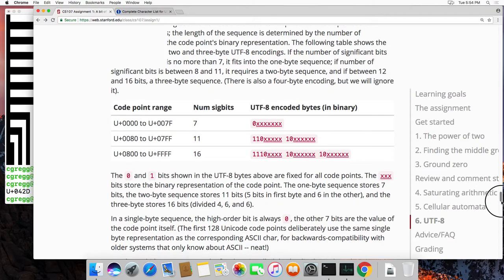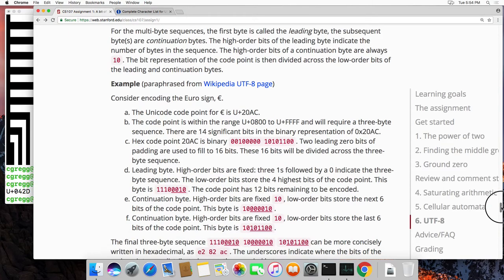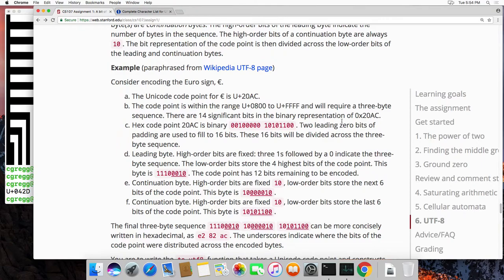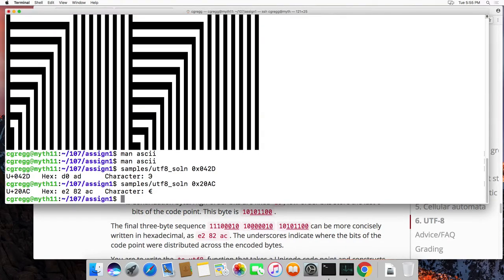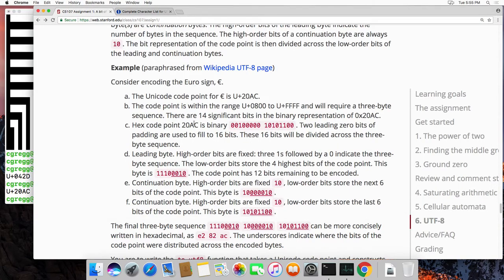There's a good example down here. If we want to do the euro sign, the code point is 20AC. Let's actually do this in here, 020AC. If you do that, it says aha, it turns into E282AC, and it is the euro symbol, like that. Well, how do we get that? We figure out what range it's in, which should be relatively straightforward. And then we say, aha, if it's in this range, we need 3 bytes.